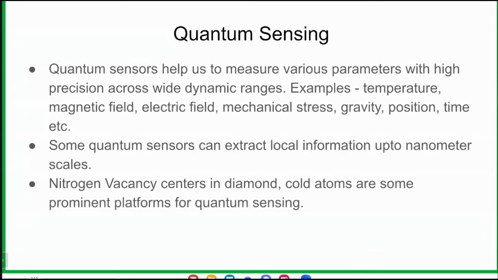Now, there are some instances where we are not really using superposition or entanglement, but we still call that a quantum sensor. But that is an exception. In real life as of today, there are very few sensors which actually utilize entanglement, but almost all of them utilize superposition.